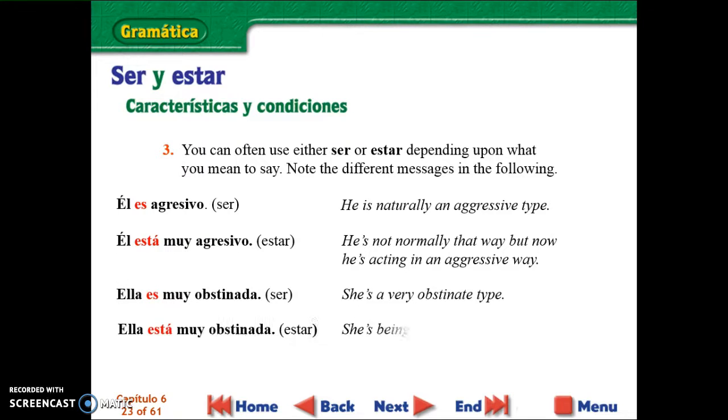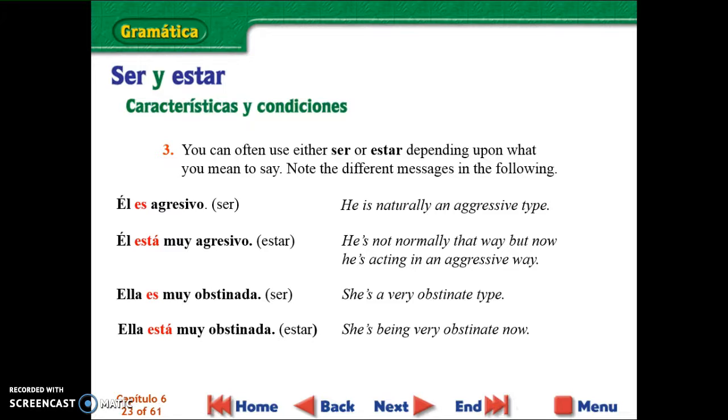I have two more right here so you can see the difference. Ella es muy obstinada, using the verb ser. She's a very obstinate type. So this is who she is, that one of her personality traits is just being an obstinate or stubborn person. But the sentence following, ella está muy obstinada, using the verb estar for a temporary thing. She's not permanently this way.